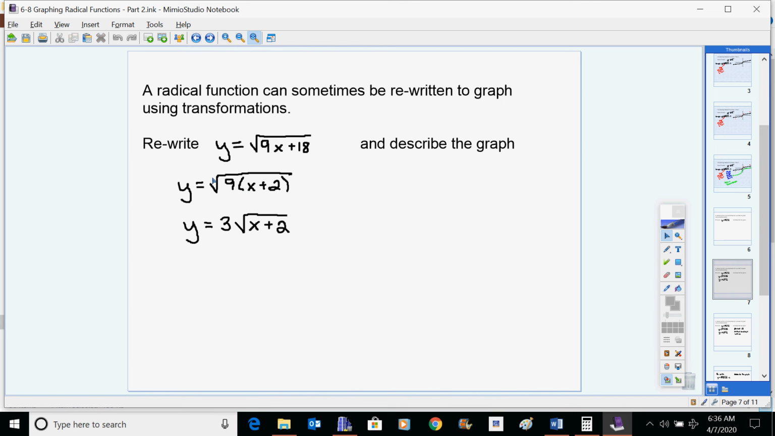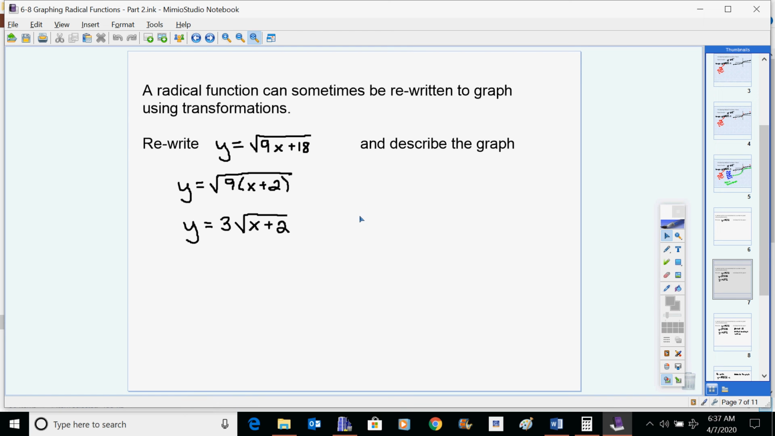here we go. When you factor out that 9 on this step, 9 times x, 9 times 2, the square root of 9 is 3, so that piece can come out and x plus 2 can stay in. You already have an idea of what the original graph looks like, and I'm not actually graphing it now. It just says to rewrite it and describe the graph.